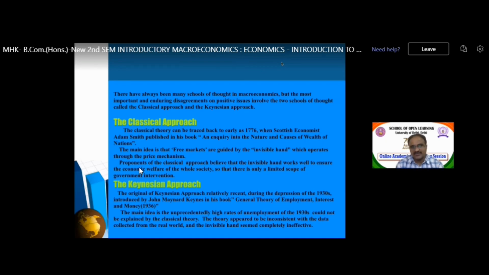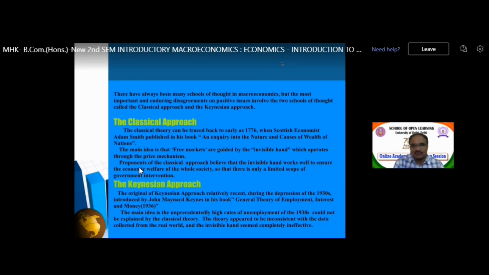Keynesian theory, modern theory. Classical economists, particularly Adam Smith, the father of economics, we know very well. The classical theories can be traced back to 1776. The Scottish economist Adam Smith published his book in 1776, An Inquiry into the Nature and Causes of the Wealth of Nations. In this book, he gives the idea that free markets are guided by the invisible hand, which operates through the price mechanism. So the entire economy follows the free market mechanism. Whatever it is, the price has to take place, and only one factor influences the entire output, that is labor.